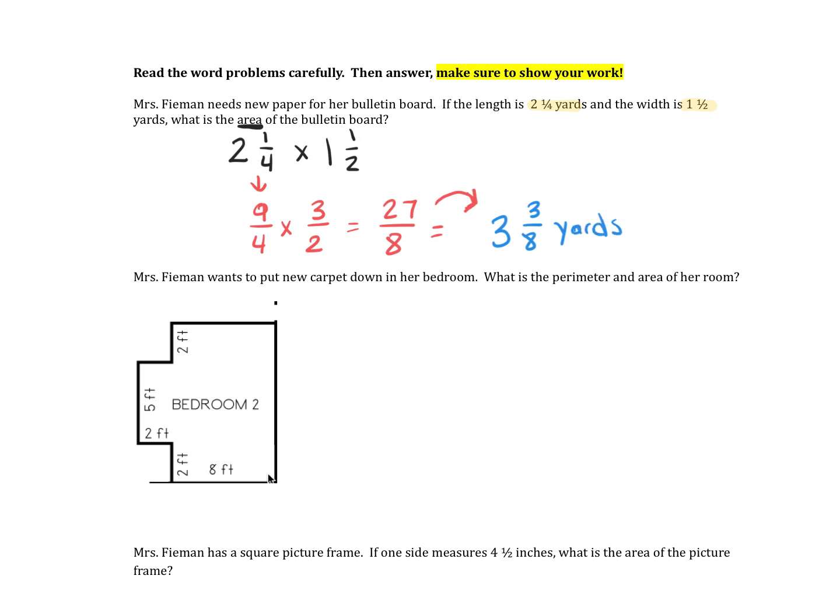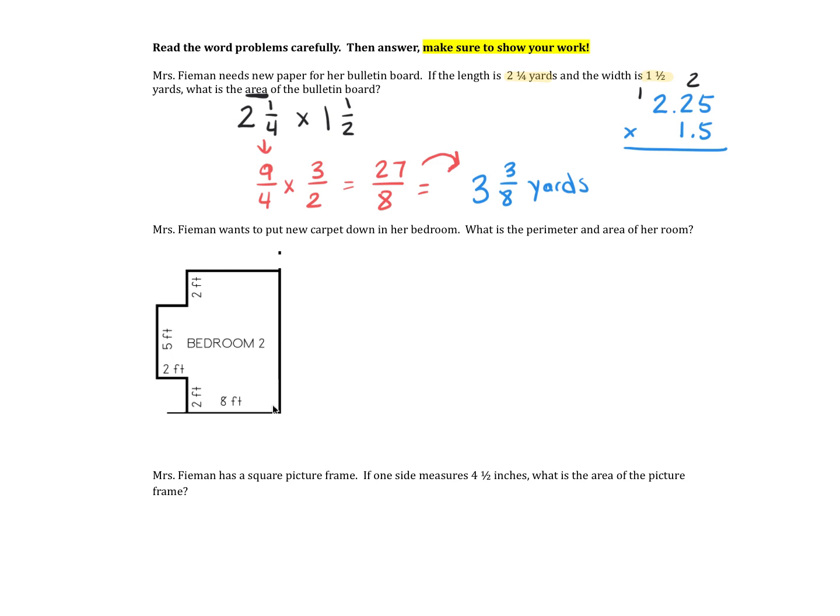yards. You could have also made this into 2 1/4 or 2.25 times 1 1/2, 1.5. You could have multiplied like this as well. If you had multiplied, then we would get 3.375 like this. And remember, we would label it yards. What did Mrs. Feynman forget to do when she labeled her answer? I forgot to square them.